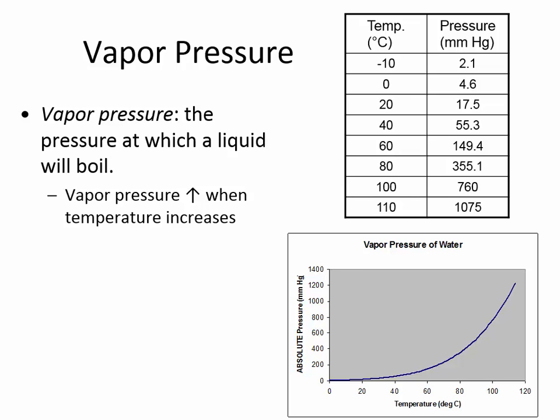So this is showing that at first the vapor pressure is increasing very slowly, but then it increases quite a lot. And so you can get an idea of, for instance, how quickly water will evaporate, because vapor pressure kind of gives you an idea of the speed of evaporation.